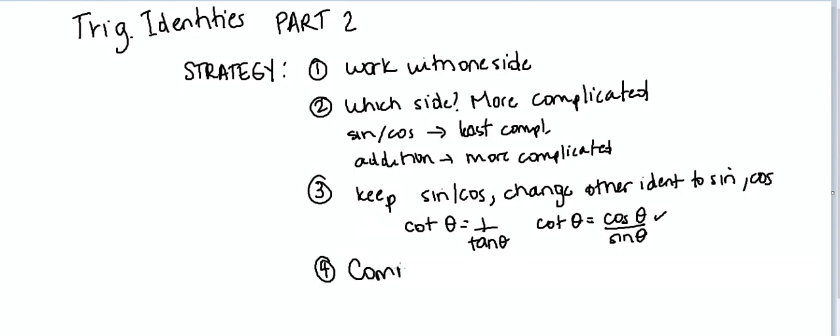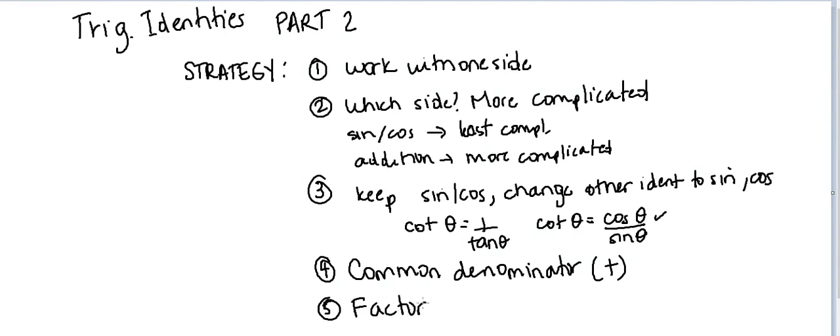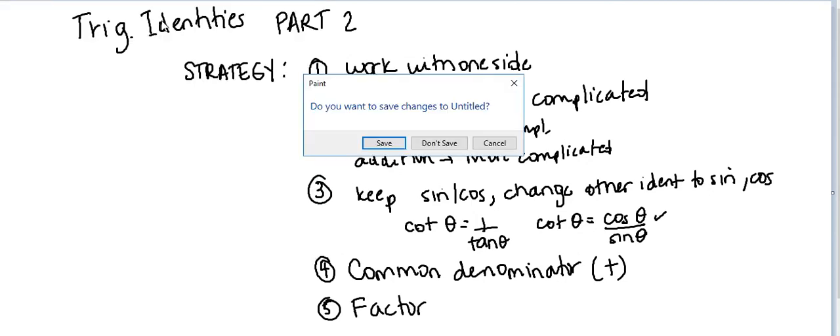Be ready to find a common denominator. That comes up a lot. So if you have an addition, be ready to find a common denominator, and sometimes we will have to factor. Those are the steps. So I'll do a few more. Remember, it's page 95 that has all the identities that we're going to be using.